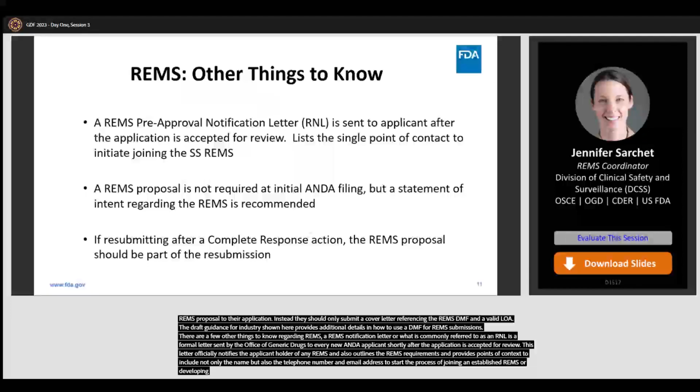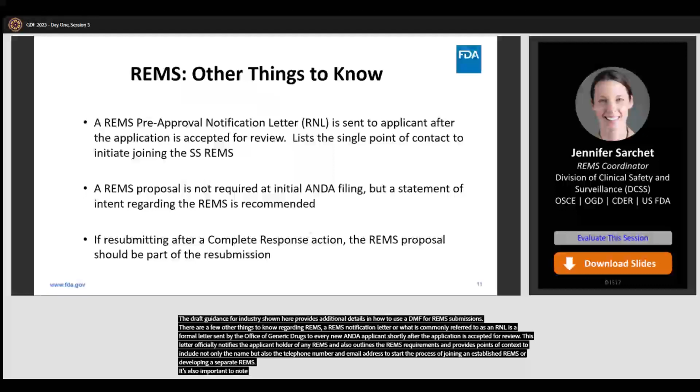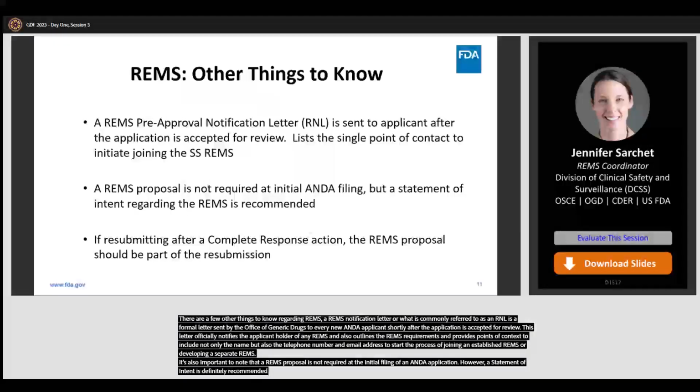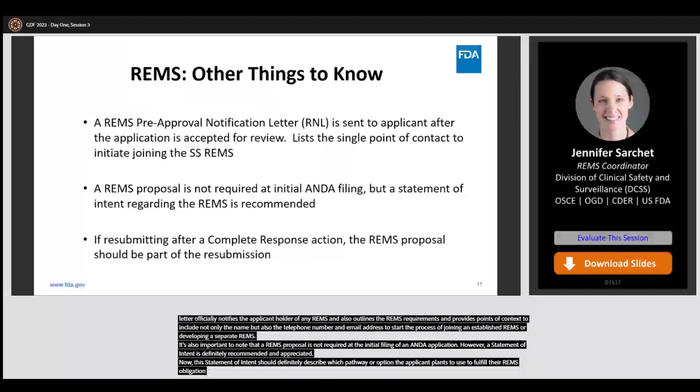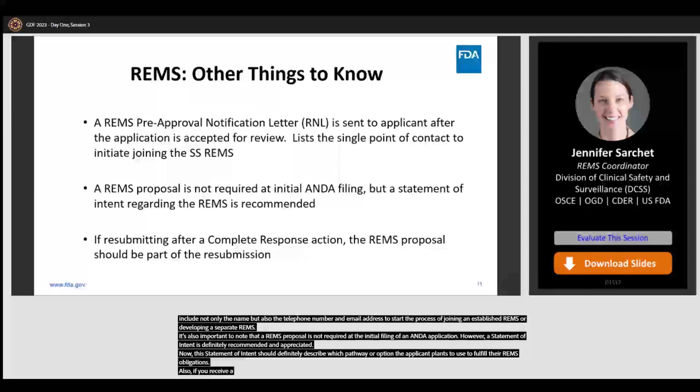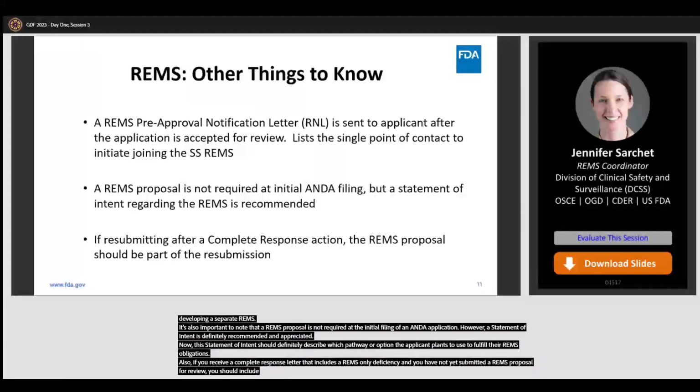It's also important to note that a REMS proposal is not required at the initial filing of an ANDA application. However, a statement of intent is definitely recommended and appreciated. This statement of intent should describe which pathway or option the applicant plans to use to fulfill their REMS obligations. Also, if you receive a complete response letter that includes a REMS-only deficiency, and you have not yet submitted a REMS proposal for review, you should include a REMS proposal as part of your resubmission.